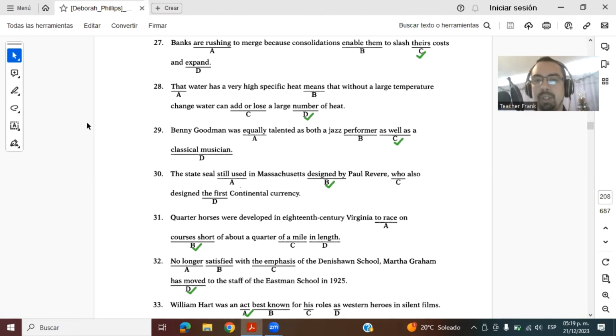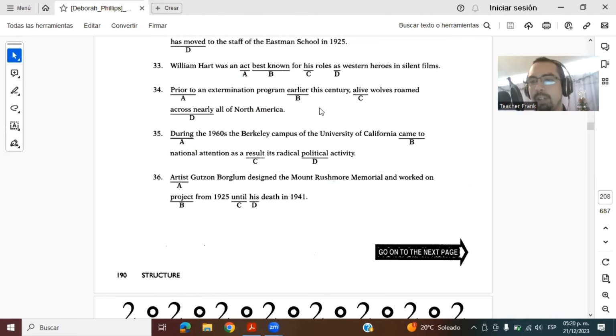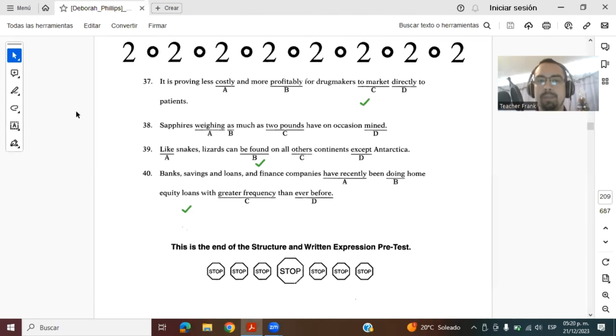Let's continue to number 34. Number 34 is C. Number 35 is C. And number 36 is B, okay? And now let's continue to number 37. Number 37 is B. Number 38 is D. Number 39 is C. And number 40 is B.